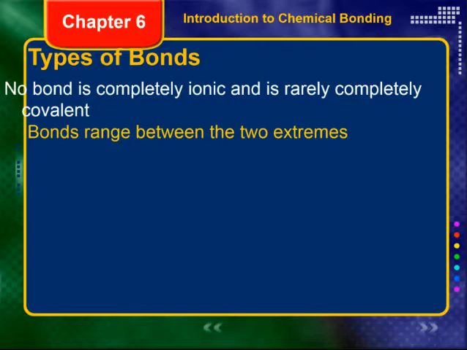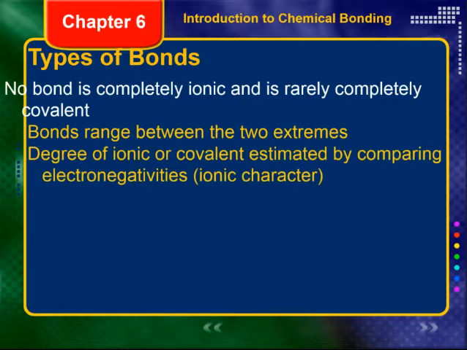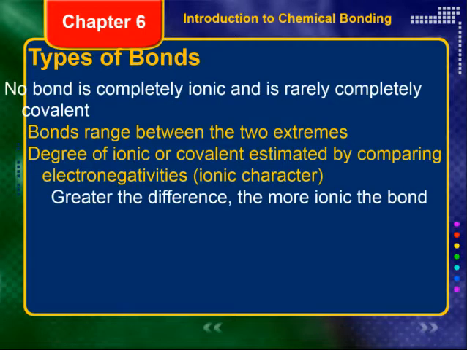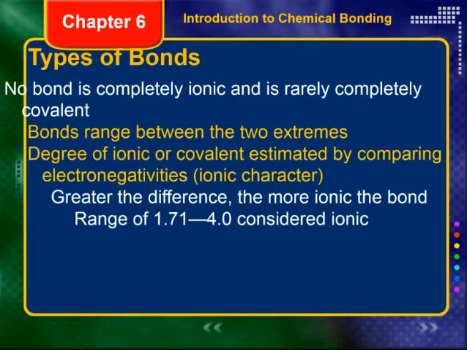Now, it is true that there is no bond that is completely ionic, and it is pretty rare to have a completely ionic bond. Completely covalent bonds do happen, okay, but most bonds range somewhere in between totally ionic and totally covalent. The degree of ionic or covalent character can be estimated by comparing the electronegativity values of those two elements. The greater the difference, the more ionic the bond. For example, if the difference between the two electronegativity values is somewhere in the range of 1.71 to 4.0, we consider that bond between the two atoms an ionic bond.